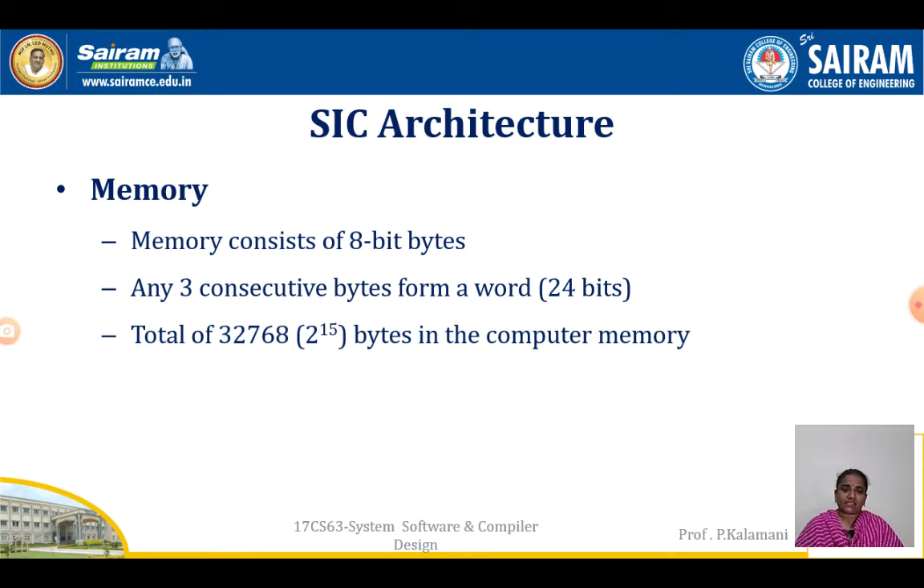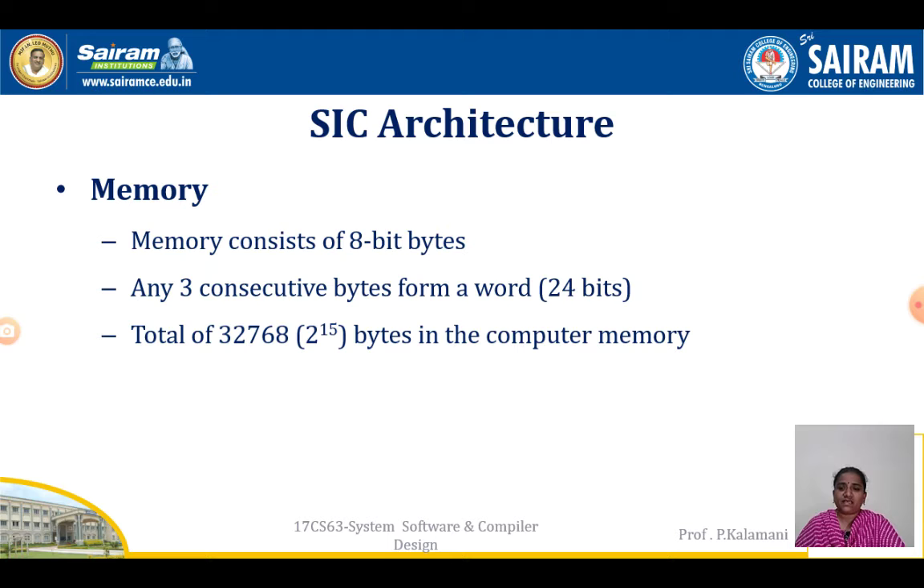SIC memory consists of 8-bit bytes. Any 3 consecutive bytes form a single word. In order to store a single word, we need 24 bits or 3 bytes. So 3 consecutive bytes will form a single word. There are 32,768 bytes in the computer memory. That is 2 power 15 bytes in computer memory. So the memory capacity is 2 power 15 bytes.